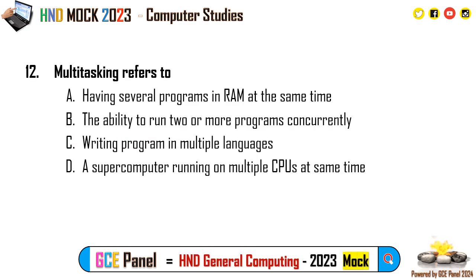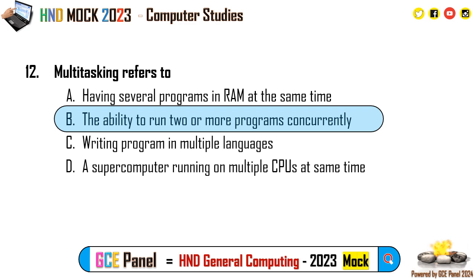Multitasking refers to, so multitasking is the ability to run 2 or more programs concurrently, okay? For example, you're working on Microsoft Word, at the same time you're working on Excel, and maybe you're working on your Mavis Beacon for typing, you're watching a movie, you play music. So that's multitasking. You are carrying out many tasks at the same time on the same PC you're working on, okay? So the ability to run 2 or more programs concurrently or simultaneously is multitasking.